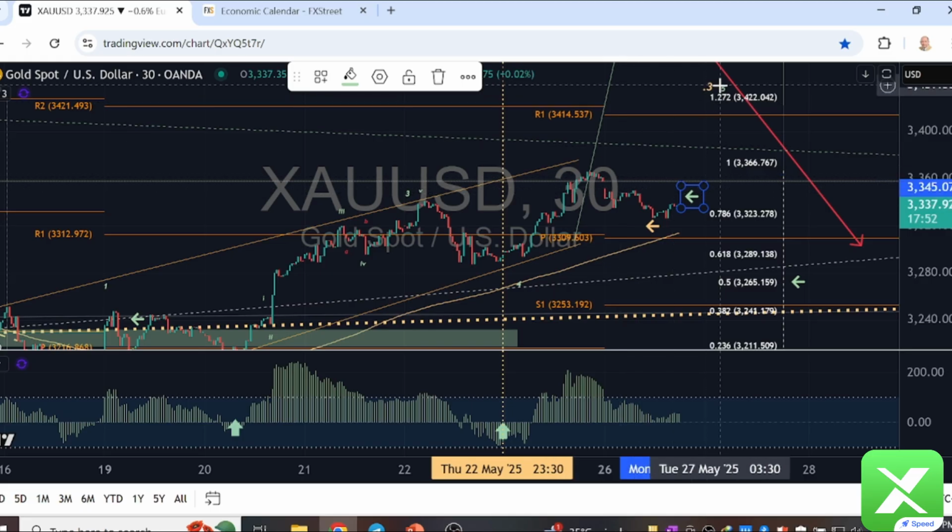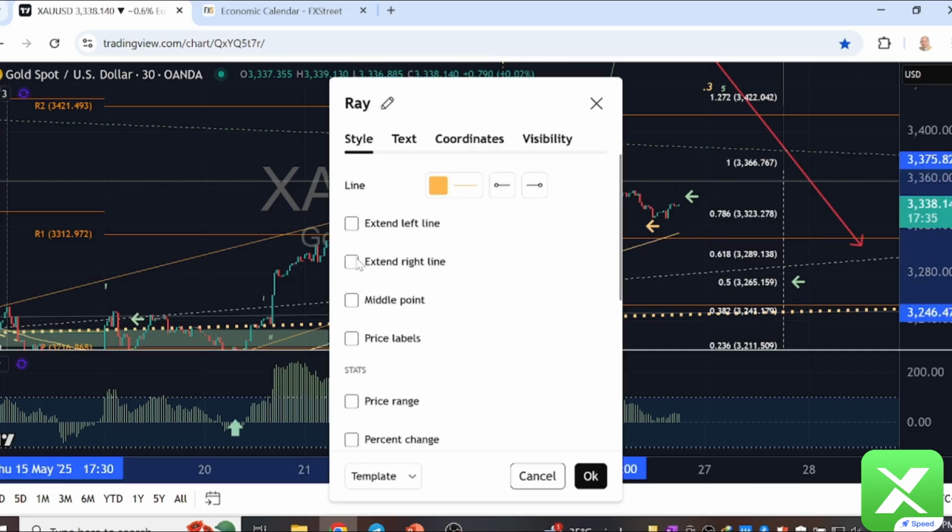I may consider to hold this for a projection of leg 5 into 3,422, which is of course here 3,414, resistance 1 on the 30 minutes or 1 hour time frame, resistance 1 this week.